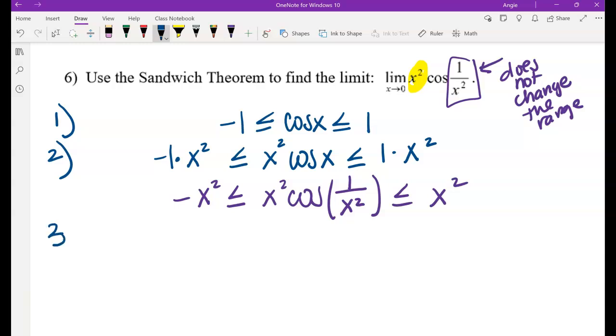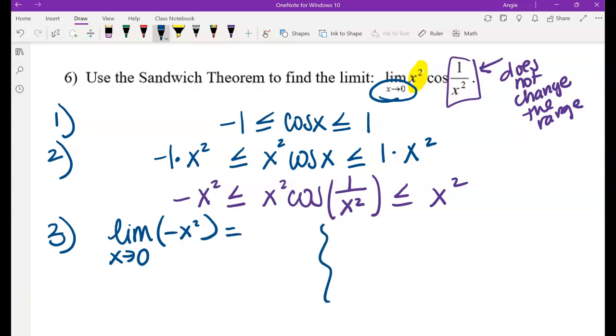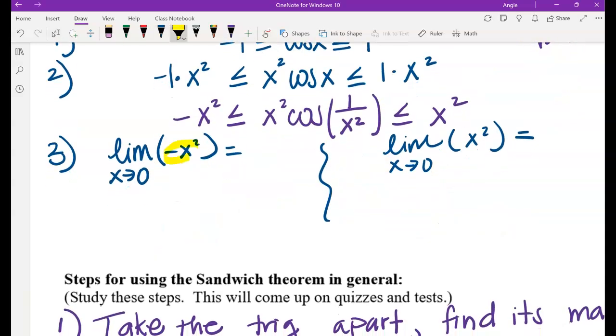the bread pieces. So step number 3, the limit as x approaches 0, which this question said, of the left side, -x squared, equals, and the right side, the limit as x approaches 0 of x squared. So this right here is a quadratic, a U shape. It opens downward. As x approaches 0, y is going to come out to be 0. On the right side, this is also a quadratic. It opens up. As x approaches 0, 0 squared is 0. So they're both 0. So this allows us to make our final statement, which is your answer.